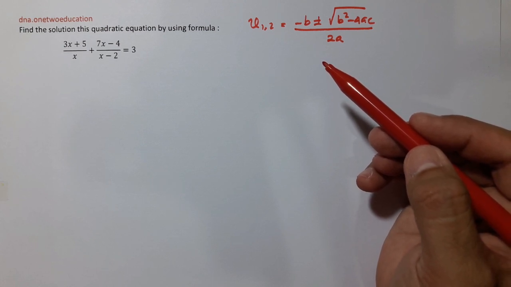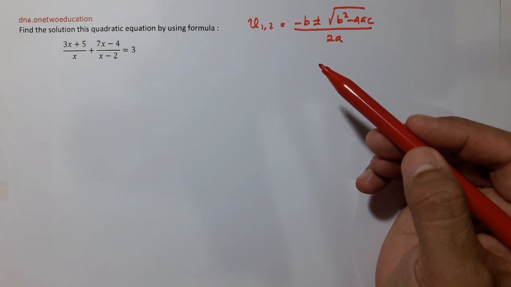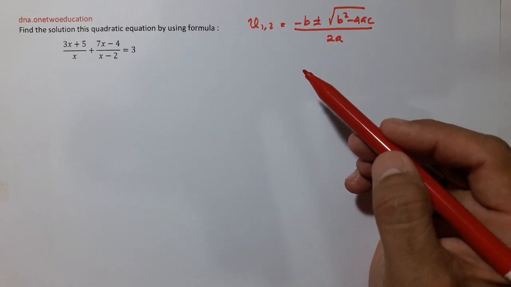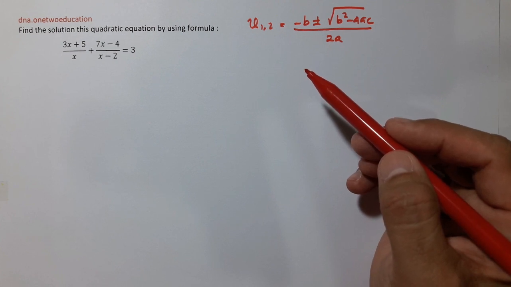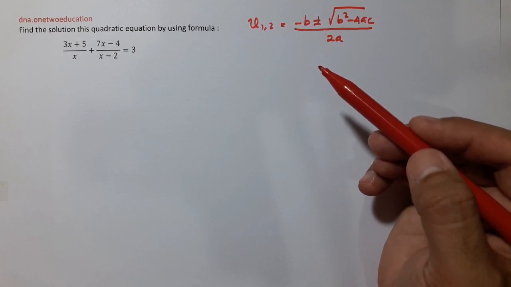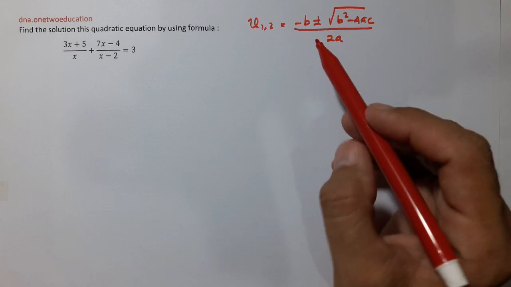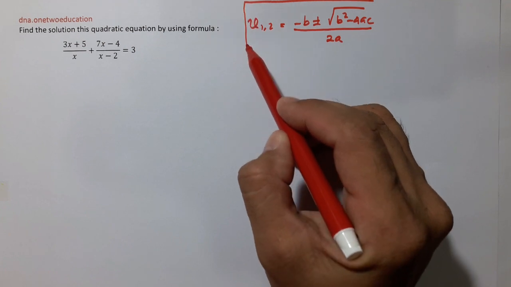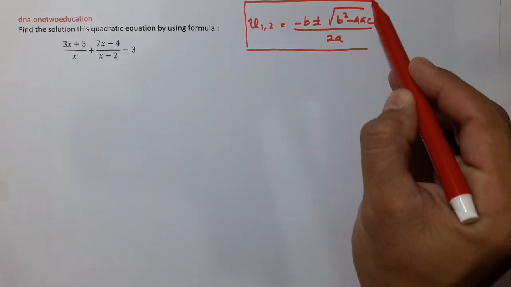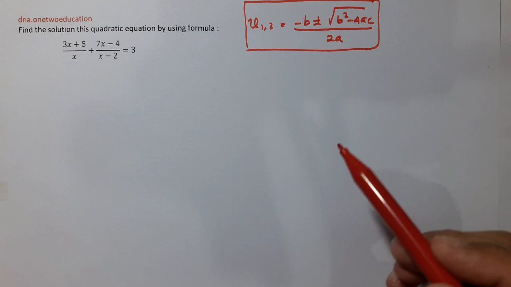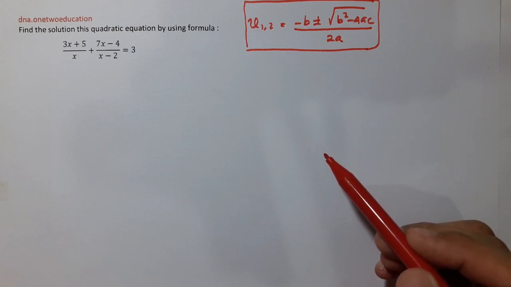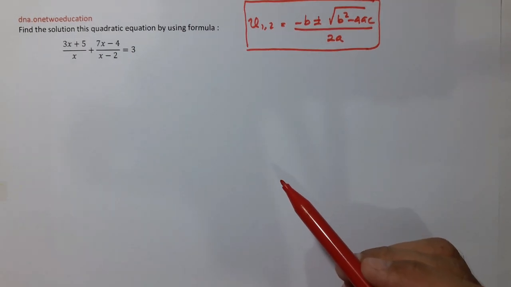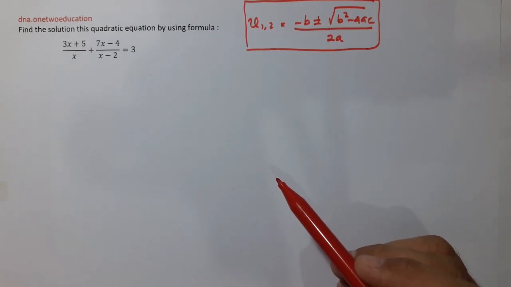I already mentioned the tip and trick for solving the quadratic equation by using the formula: you have to make sure the quadratic equation is already equal to 0. You have to modify the quadratic equation to be equal 0. After that, you can use the formula x1,2 equals minus b plus minus root of b squared minus 4ac over 2a. So the first step is to modify the equation to be equal to 0.